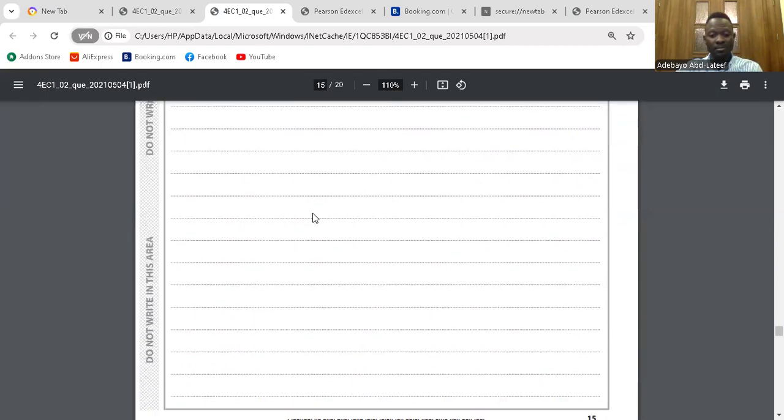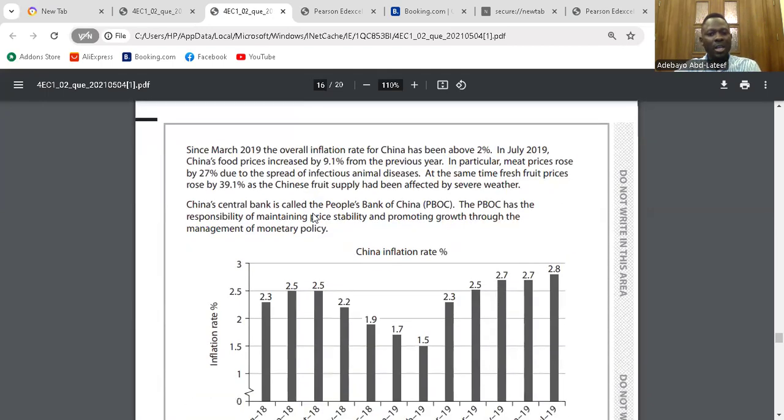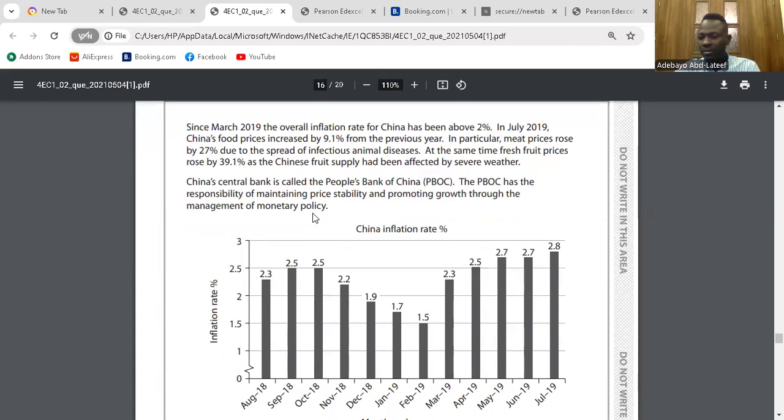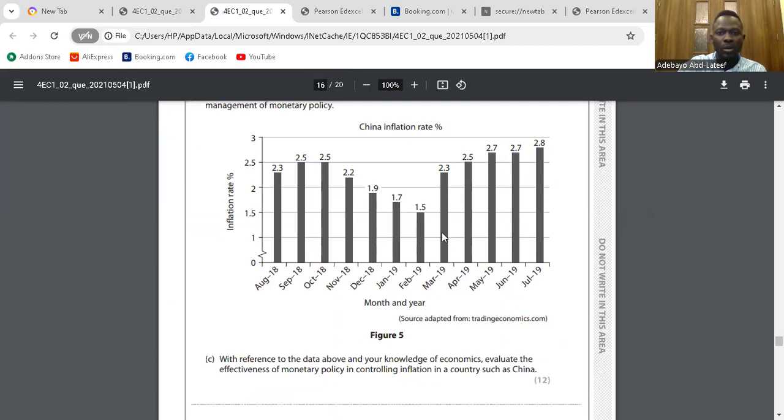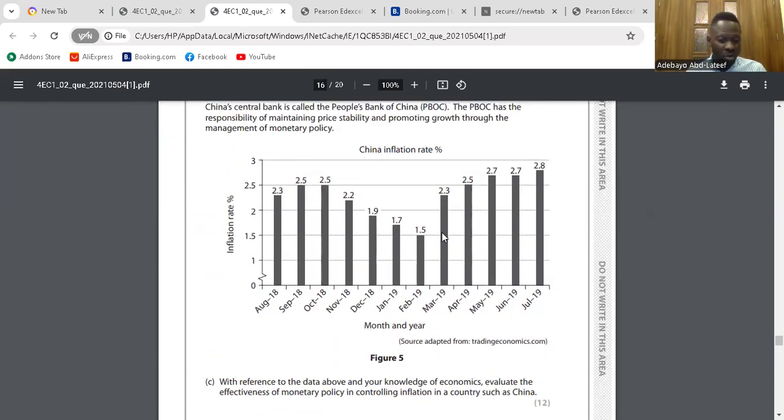There's a marker there. We have the case study here. Are you there? Yes. So they said, with reference to the data above and your knowledge of economics, evaluate the effectiveness of monetary policy in controlling inflation in a country such as China.